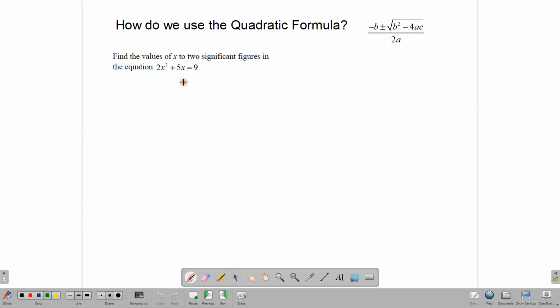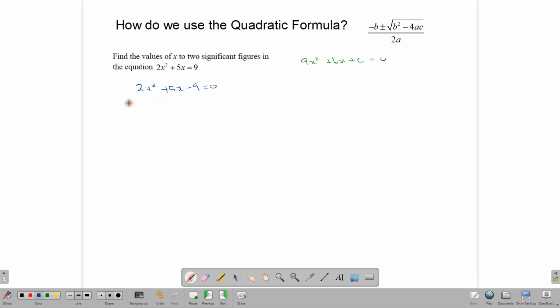Now, how do we use the formula? When we're using the formula, and this is what the formula is, minus b plus or minus the square root of b squared minus 4ac over 2a, we need to make sure that our equation is in standard form. That is, our equation is written in the form ax squared plus bx plus c equals 0. This equation is not in that form. So let us move the 9 from this side to the other side. So we can have 2x squared plus 5x minus 9 equals 0.